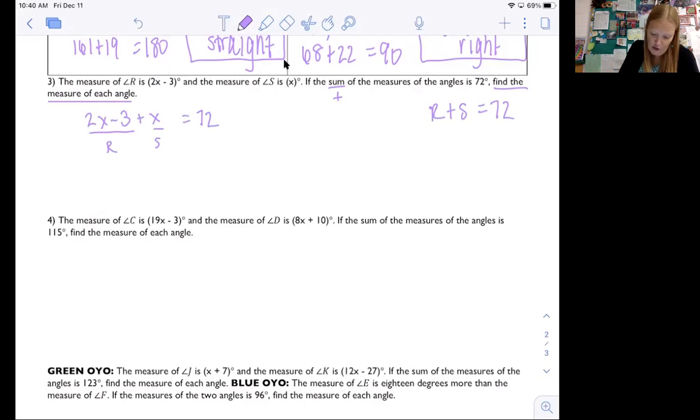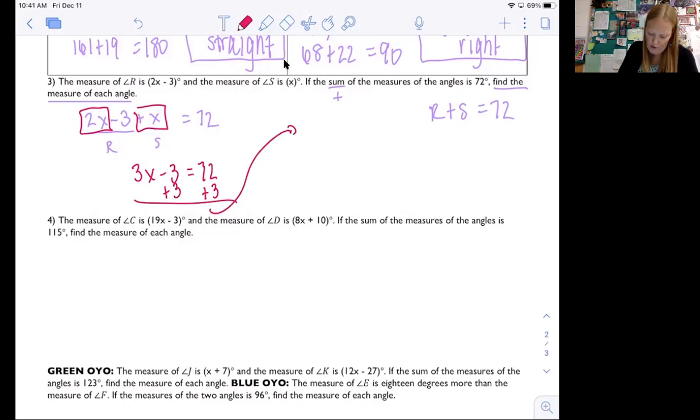Now I'm going to combine like terms. This 2x is going to go together with this positive x to give me 3x minus 3 equals 72. Now I'm going to solve. I'm going to undo addition and subtraction first by adding 3 to both sides. 3x equals 75. And now I'm going to undo the multiplication by dividing, and x is 25.